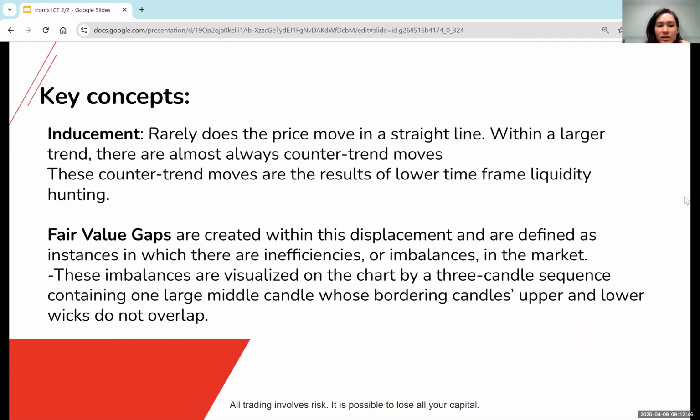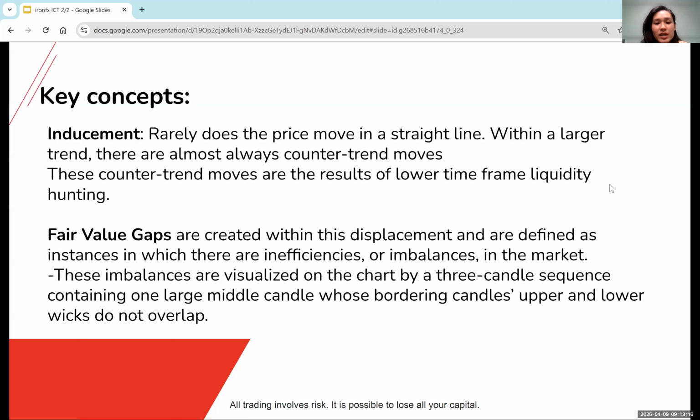Okay, so now let's jump into inducement and fair value gaps. These are quite crucial concepts when it comes to ICT, but it might be a little bit harder to understand. So firstly, let's talk about inducement. Inducement is a liquidity concept where the market traps early traders before a real move happens.